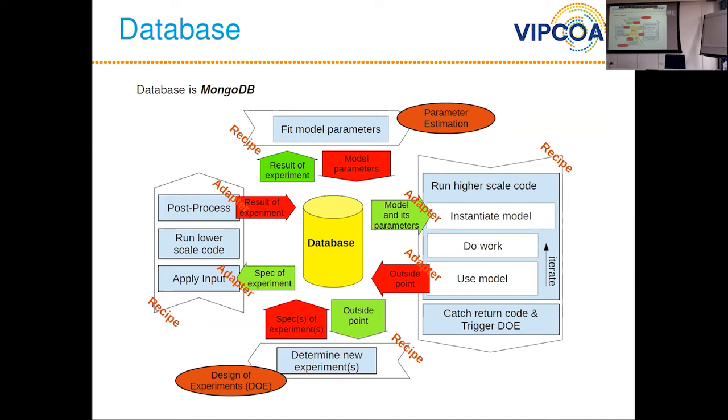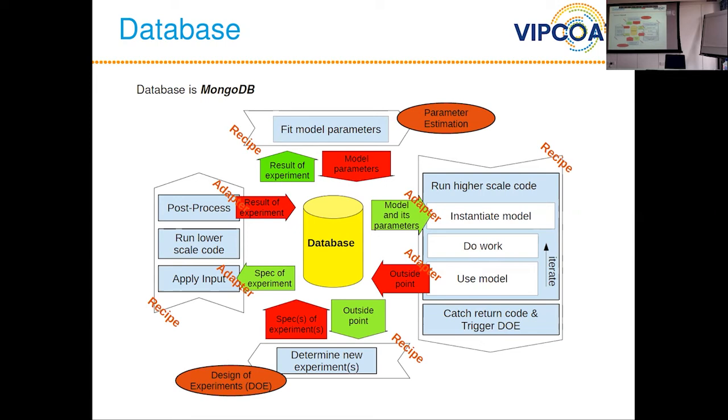What this does is give you back the parameters from the exact simulations that you will use to refit your surrogate model. Once you refit it, it's going to start becoming valid again, and you will be able to continue the simulation at the higher scale code.